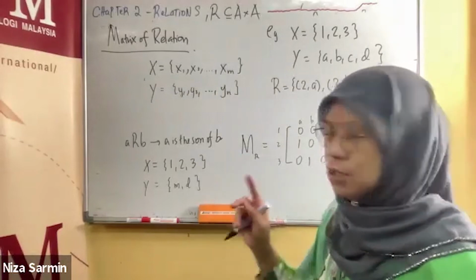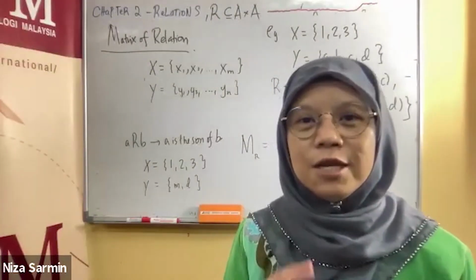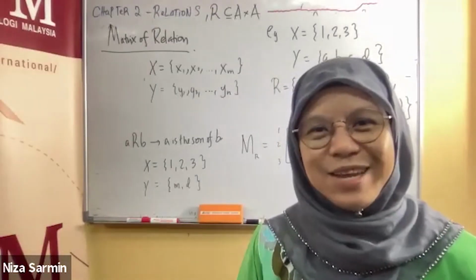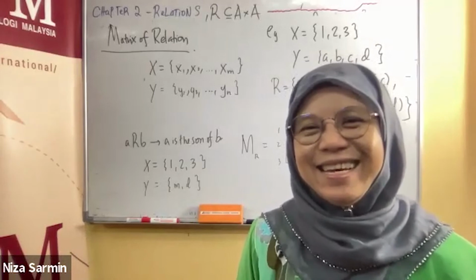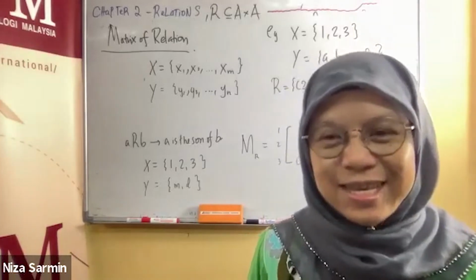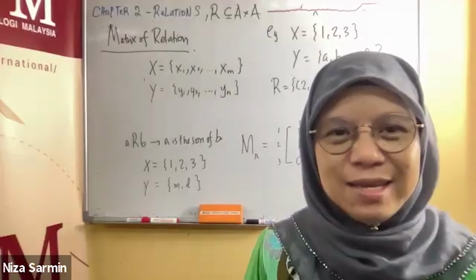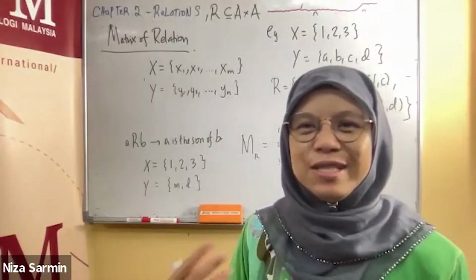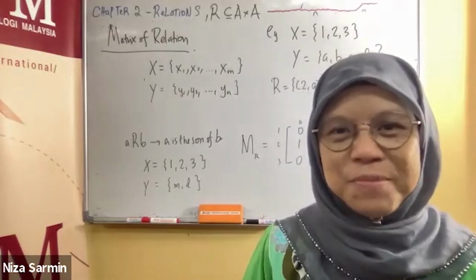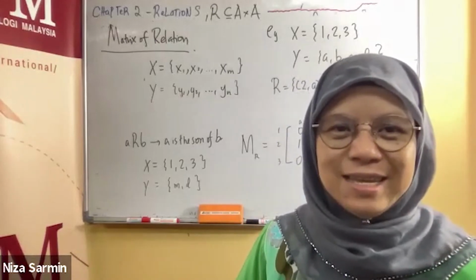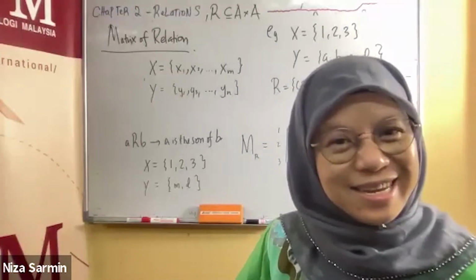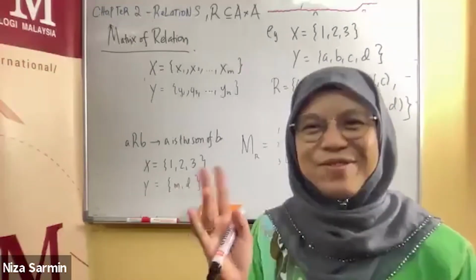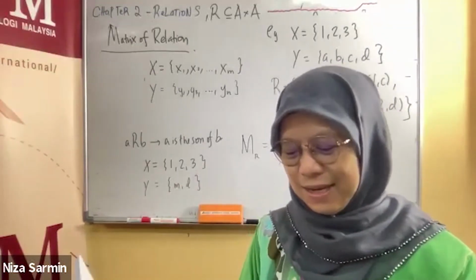So in that sense, I can ask you, is it reflexive? No, because A cannot be the son of A, right? It is not symmetric. If A is the son of B, B is not the son of A, right? It's not transitive. If A is the son of B, B is the son of C, A cannot be the son of C, right? It's the grandson. So this kind of question can be changed in general.